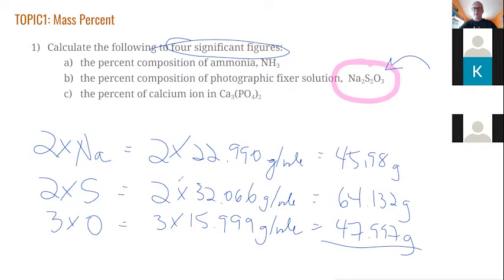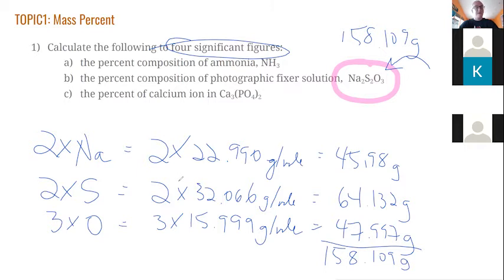Should be around like 153 or so? 158.109. Okay, so that's our molar mass. 158.109 is the molar mass of our fixer.